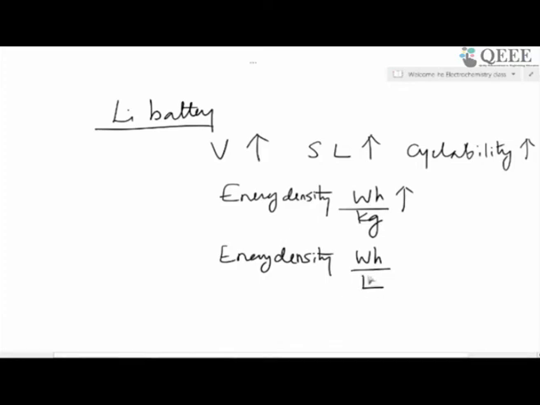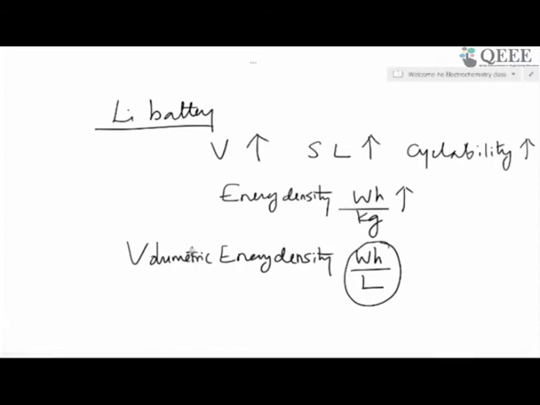Wherever the volume is a constraint, and weight is not a constraint. For example, wristwatches. In wristwatches, you have a very tiny volume available to place the battery inside the watch. In that case, we will be worried about the volumetric energy density. This is called volumetric energy density, because there we are worried about volume more than the weight of the battery.